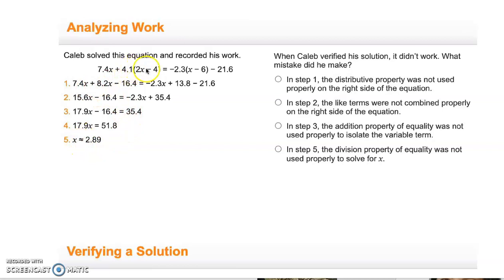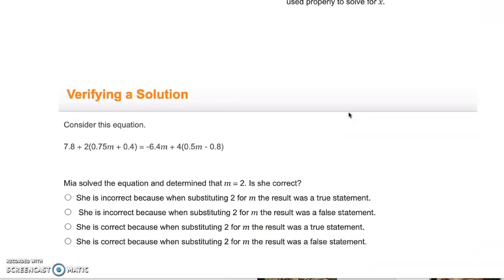The first step was to distribute, and we've got that 8.2 minus x minus 16.4, negative 2.3x plus 13.8. Negative times negative is a positive, so that should work. Then the next step, we have 15.6x, add those together, minus 16.4, that looks good. And then we have a negative 2.3x plus 35.4, but notice we have plus 13.8 minus 21.6. Right there, we didn't combine. This should be 13.8 minus 21.6, so that's like a negative 8.2. So in step 2, the like terms were not properly combined on the right side of the equation. That's the mistake. So that's why I say check negatives and look.